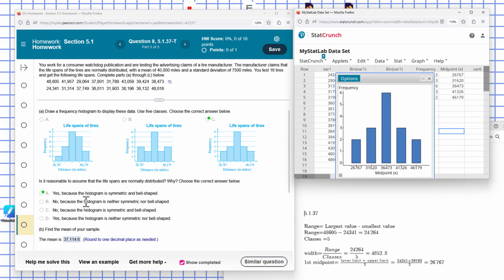And then it asks the question, is it reasonable to assume that the lifespans are normally distributed? Yes, because the histogram is symmetric. You draw a line there, and it's bell-shaped.